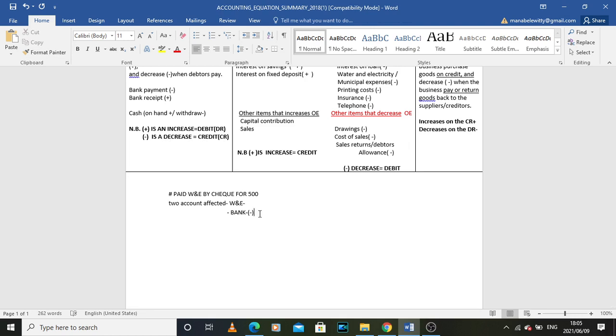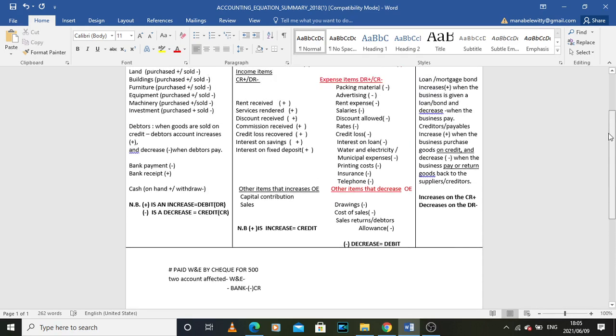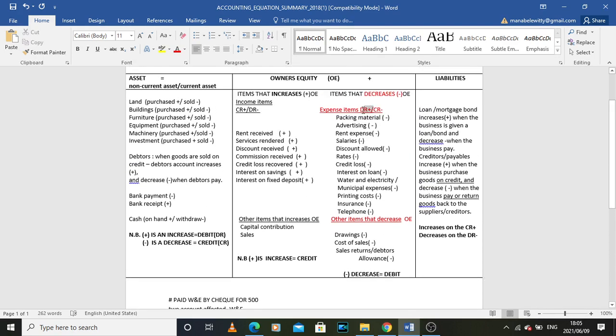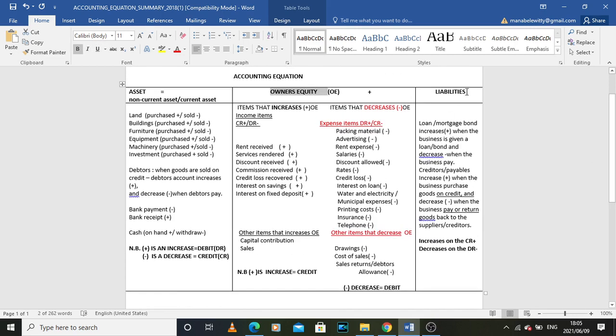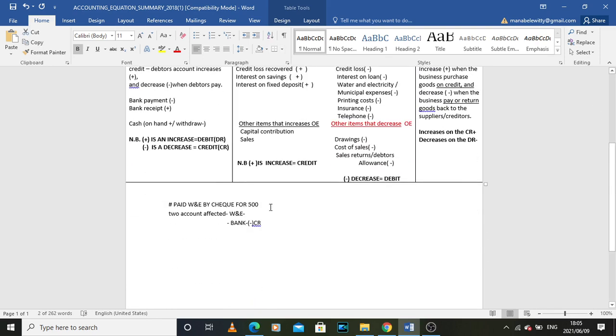On the credit side, water and electricity is an expense. Expenses, I told you that they increase on the debit side, but we always know they decrease what? Owner's equity. And on the accounting equation, we only have these three. We don't have expenses when we're recording. They are inside owner's equity, so we're going to treat it as owner's equity. Since it's an expense, it's decreasing owner's equity. It's a minus sign. Owner's equity decreases where? On the debit side.